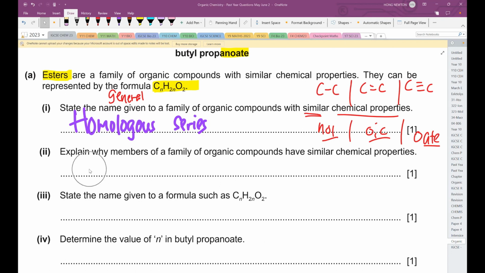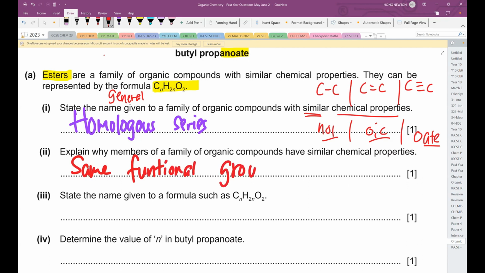Okay, now number 3. Explain why the members of a family of organic compounds have similar properties. Why do they have similar properties? Yes, same functional group. Correct. So you write down: same functional group.